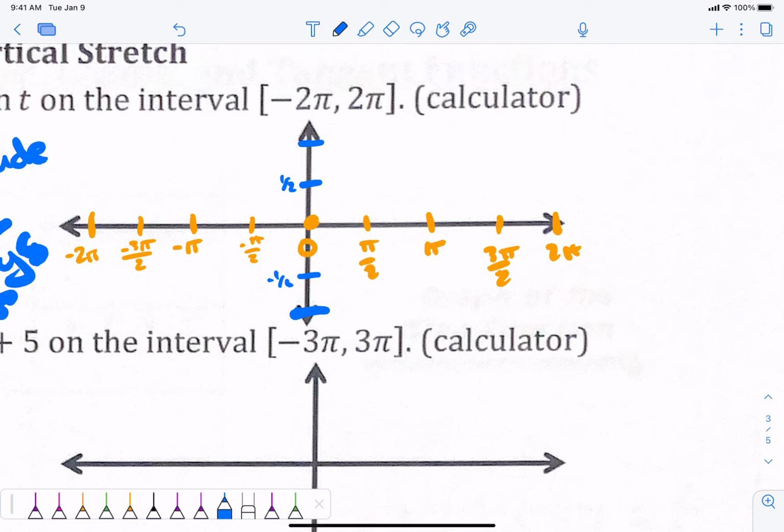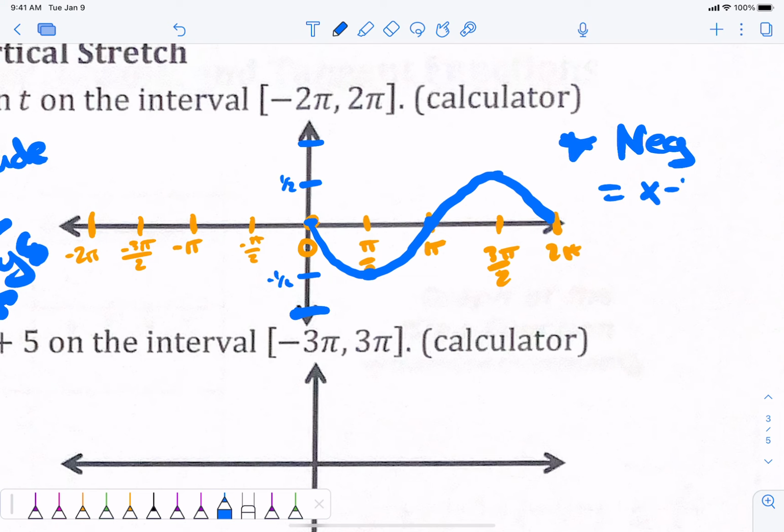But normally, this is what sine would do. Don't graph this. This is what sine would normally do. That's what he would look like, right? So what's he look like now that he's negative? Now he goes down first, right? So he starts here and he goes down and up and this way. That's what a negative does. A negative flips him over the x-axis. Negative equals x-axis reflection.